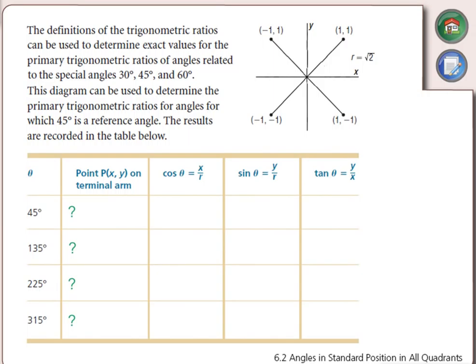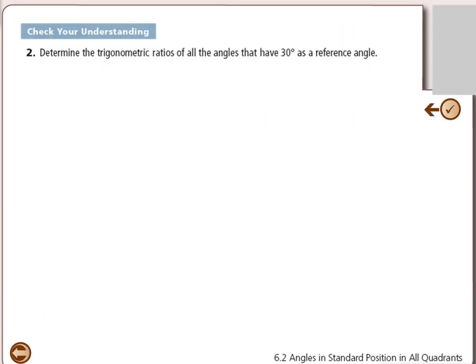I'm going to jump over these next two charts. I'm going to discuss those in class. And I'm going to go right into question number 2 now. All right, we're looking for all of the angles that have a reference angle of 30 degrees. Let's draw those on here.